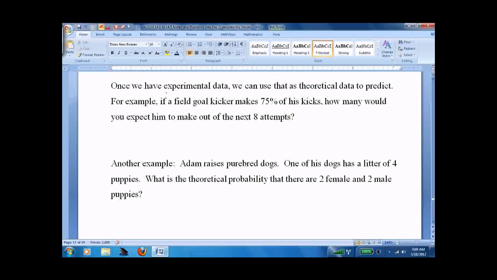So once we get this experimental data, we can use it to predict. A field goal kicker always hits 75% of his kicks. That's 3 out of 4. How many do you think he'll make out of the next 8? Piece of cake. Just multiply. He should make 6 field goals.